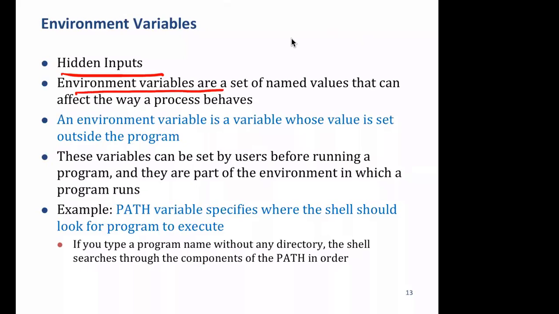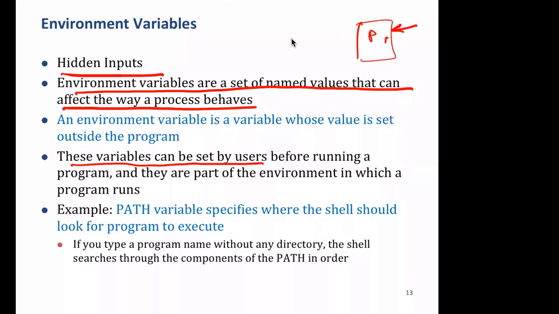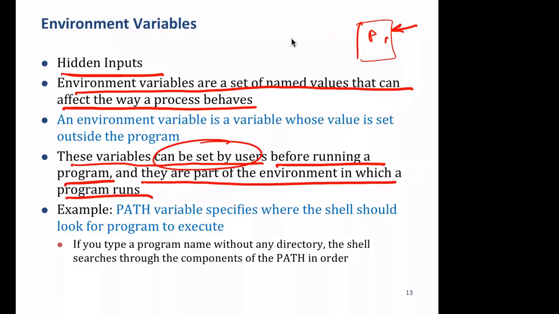So environment variables are a set of named values that can affect the way a process behaves, although we don't know about it. A program doesn't know. As a programmer, you coded a program and you are not aware of this environment, but it impacts the behavior. These variables can be set by users before running a program, and they are part of the environment in which the program runs. For example, PATH.